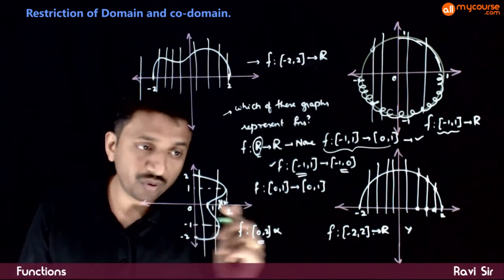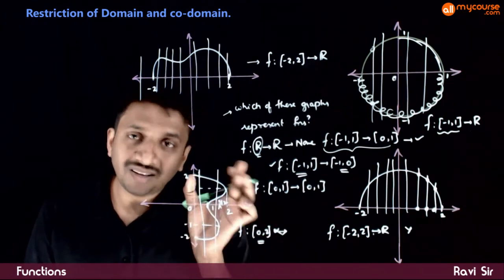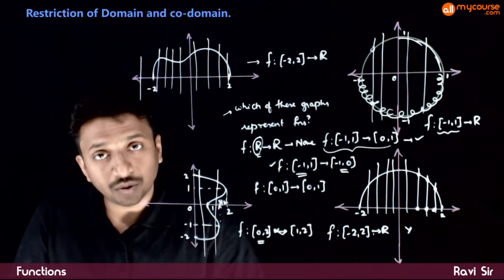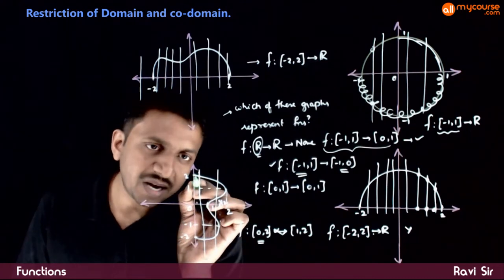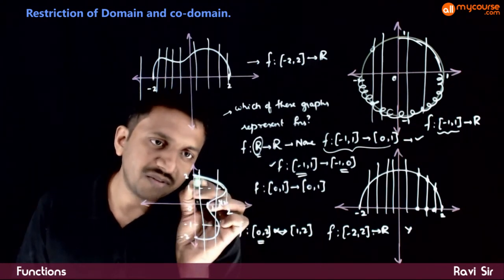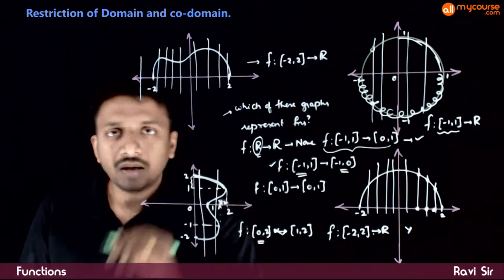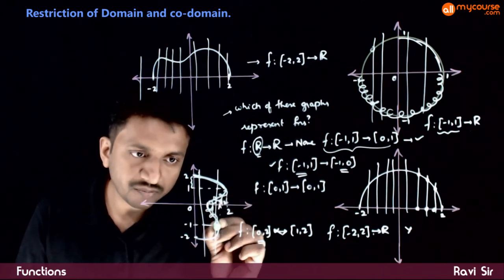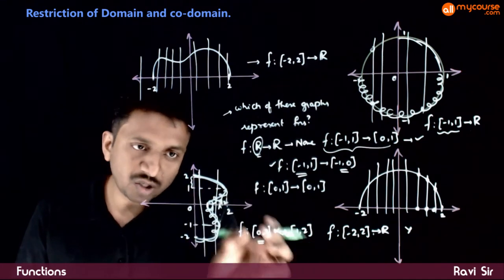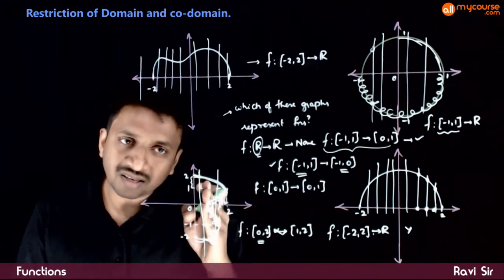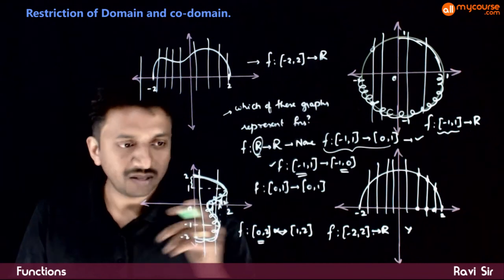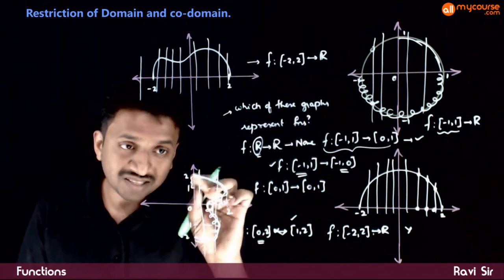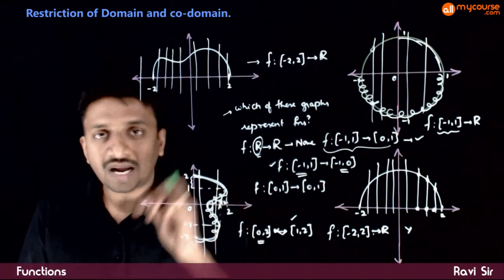So within 0 to 2, if you want to make this a function, what should be the codomain restriction? If I restrict the codomain to 1, 2, I'll have only this part of the curve, right? Because the codomain is in between 1 and 2. The y values are in between 1 and 2. So all this graph will get vanished. So within this domain and within this codomain, the graph represents a function. This graph will be a function within the domain 0 to 2 and codomain 1 to 2.